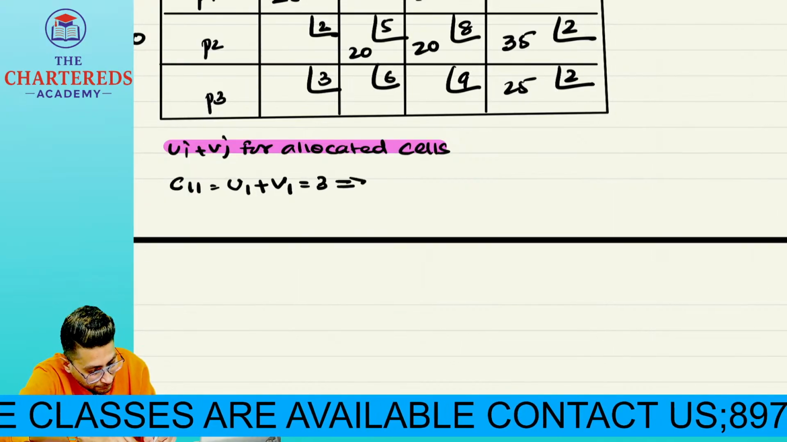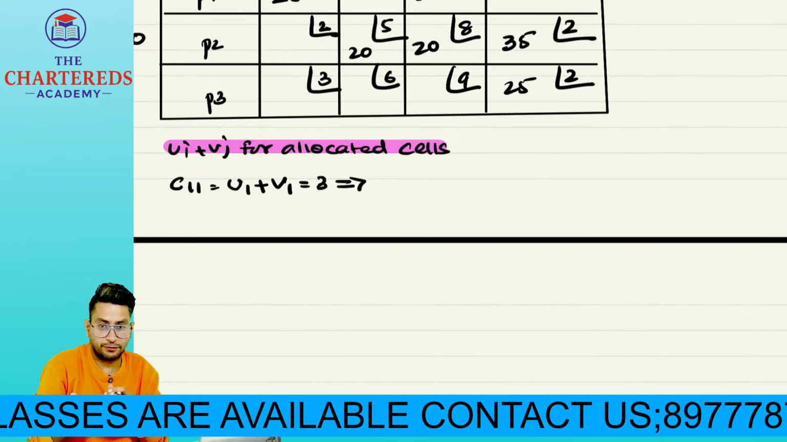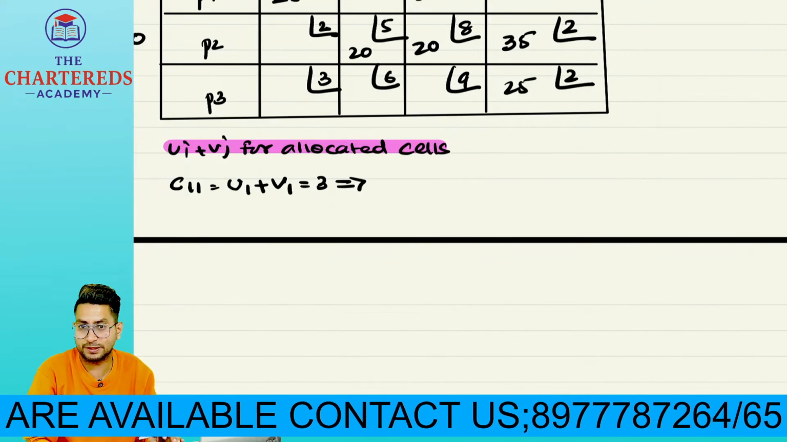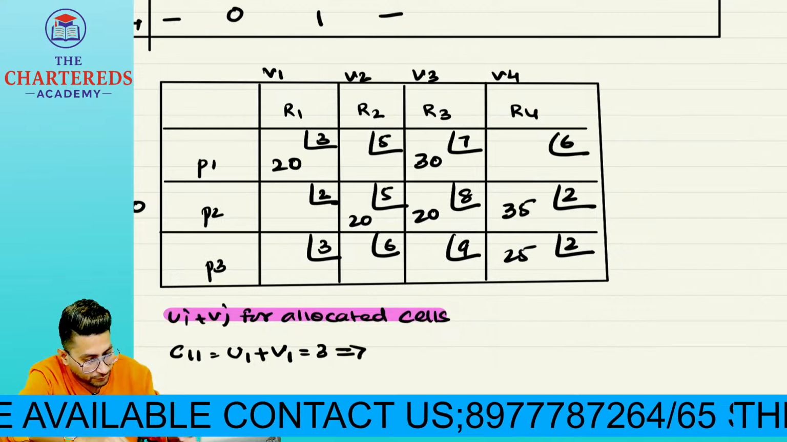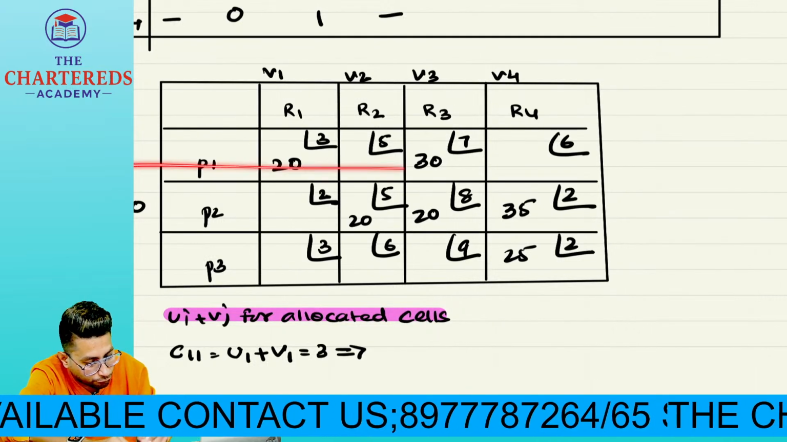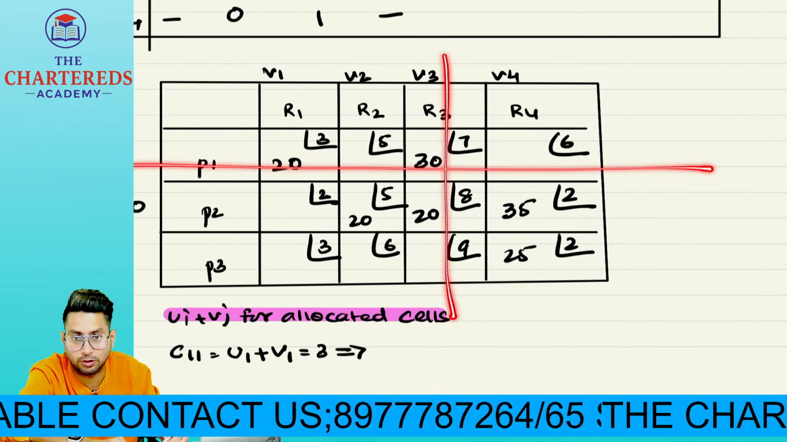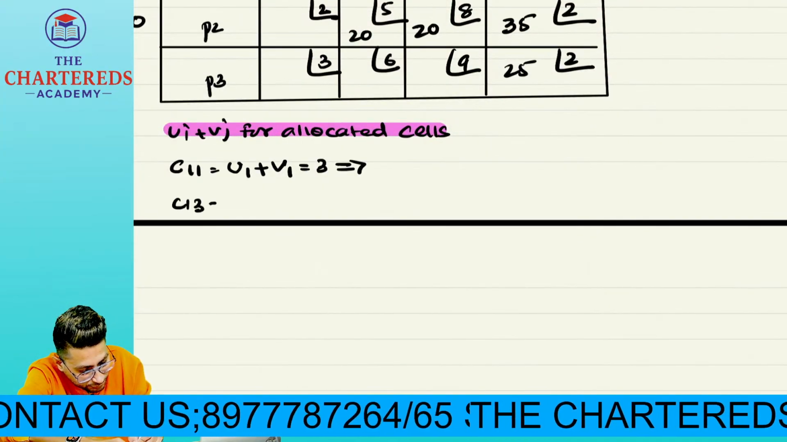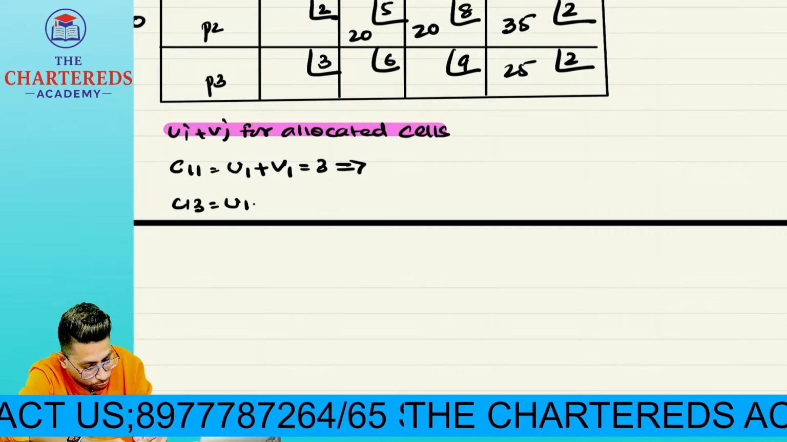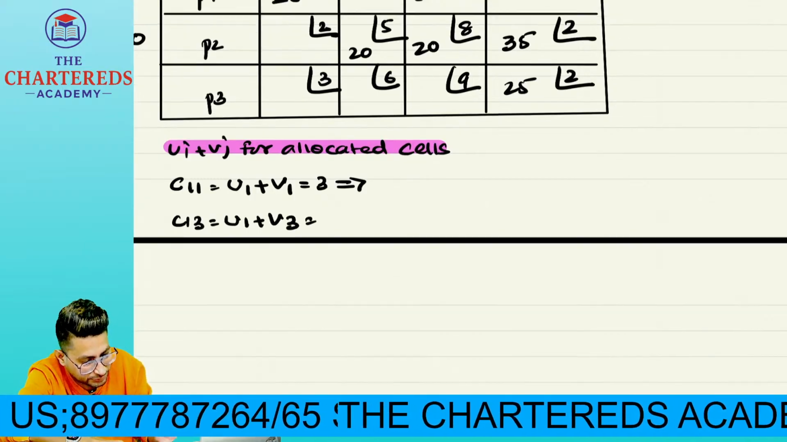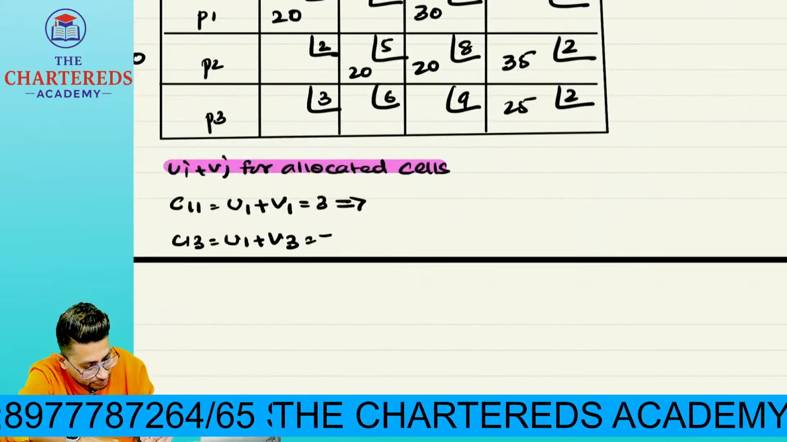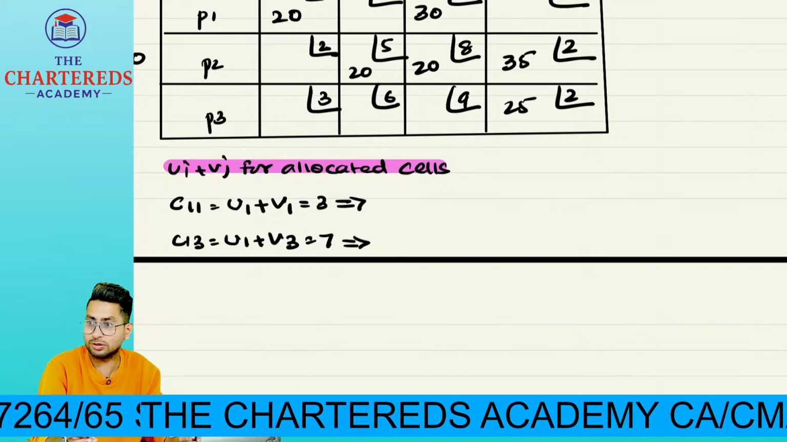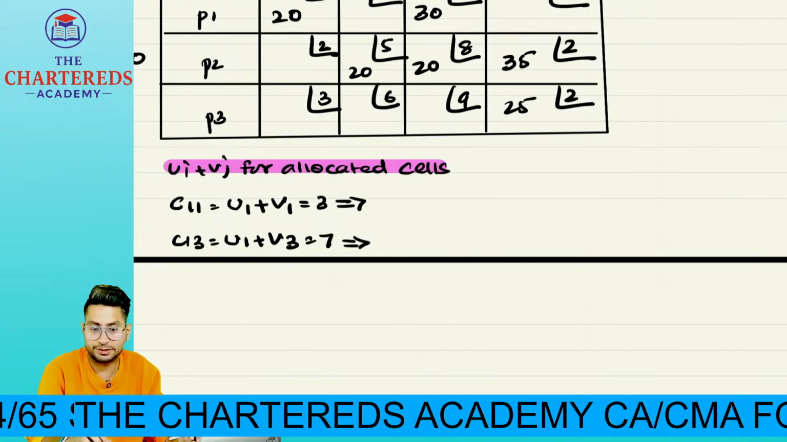Now, I don't even know about U1. I don't know about V1. So I can't calculate any of these values. Next, second allocation is first row, third column. C13 is equal to U1 plus V3 is equal to how much? 7. This also I cannot calculate because U1 also I don't know. V3 also I have no idea.